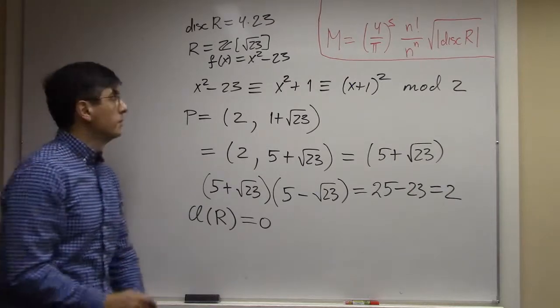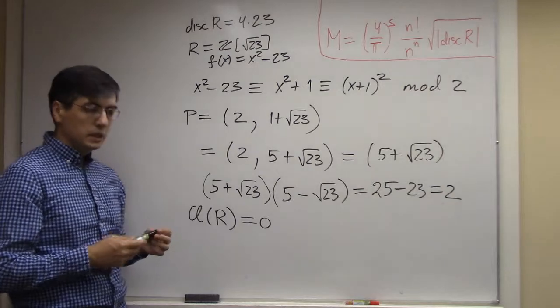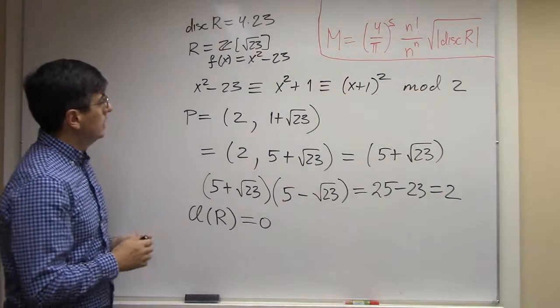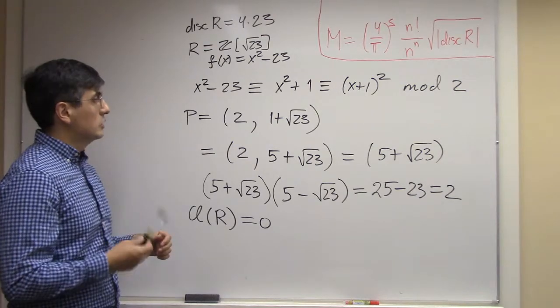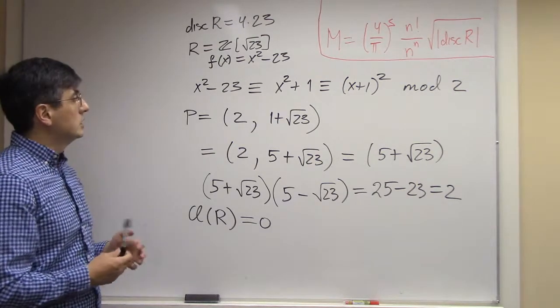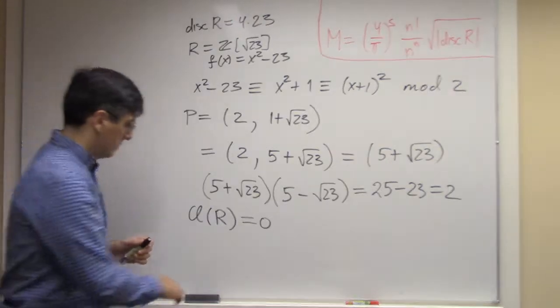Alright, so this ring is a principal ideal domain. It's not quite obvious that this is a Euclidean domain, but I think it is also a Euclidean domain.